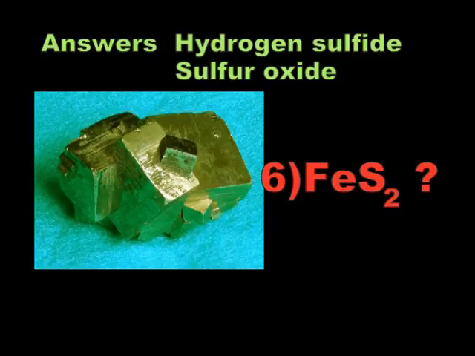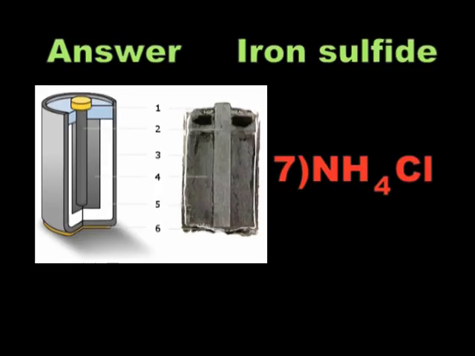This is fool's gold. Scratch it on unglazed porcelain. If it leaves a black mark, you are a fool. When batteries corrode, this salt leaks out and ruins your appliance.